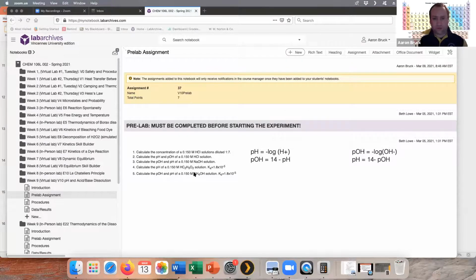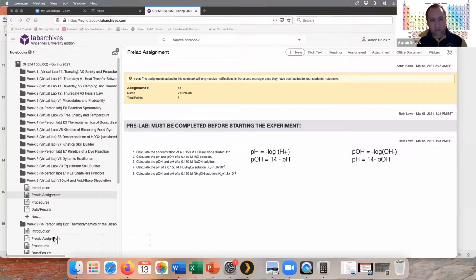And then for numbers 4 and 5, you're going to set up an ICE table. It's going to be a little bit different than the one I did in the example. In this case, you're going to be solving for the hydronium concentration in number 4 to figure out the pH, and the hydroxide concentration in number 5 to figure out the pOH, and then flip that around to find the pH. So that's the pre-lab for the virtual lab for this week. I will publish a separate video on Monday that's going to walk through the actual experiment yourself and show you how to do the simulation. But we're going to leave that one alone for now.